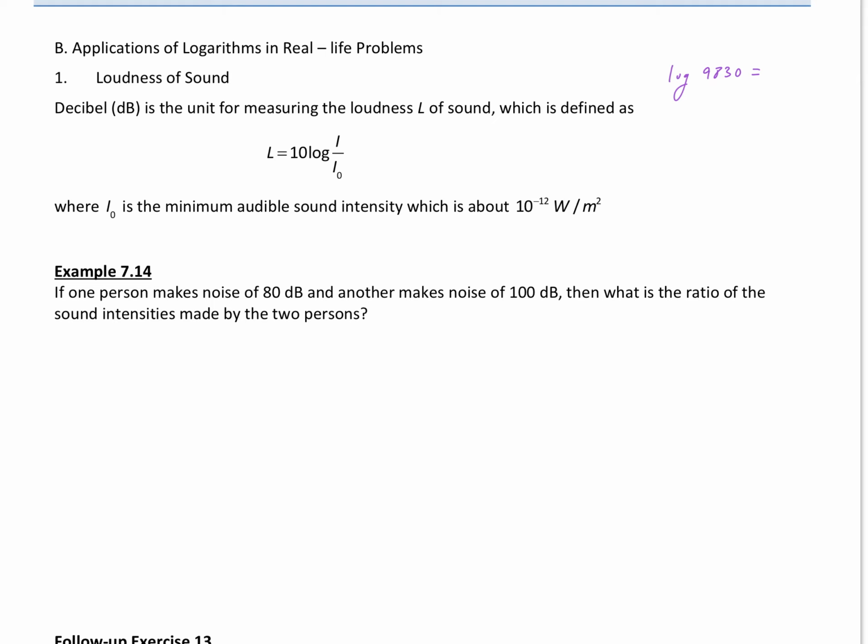So let's see. If one person makes noise of 80 decibel, okay, what's the meaning of 80 decibel? Let's try to calculate what's the sound level, or sound intensity, if the decibel is 80. So make good use of the formula.